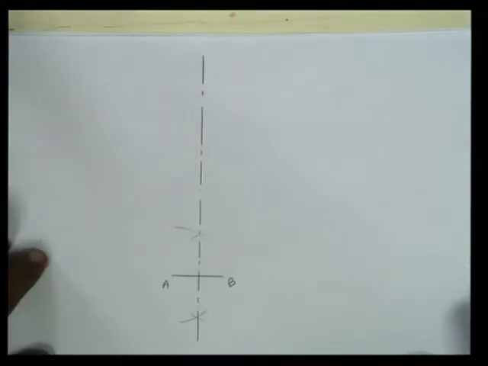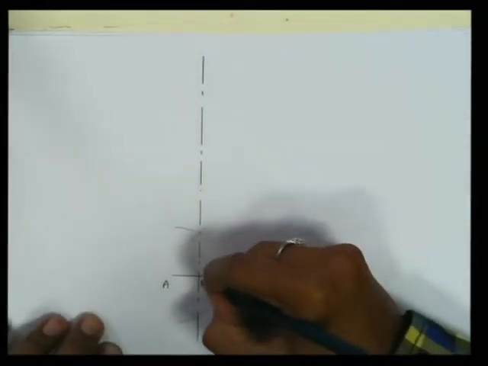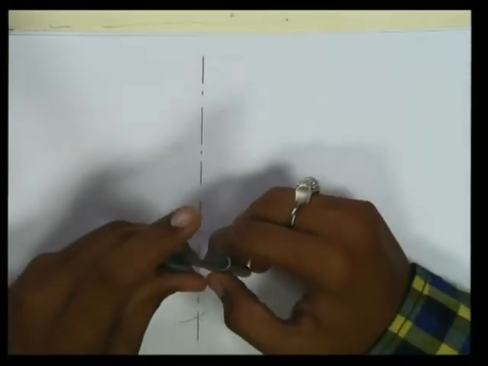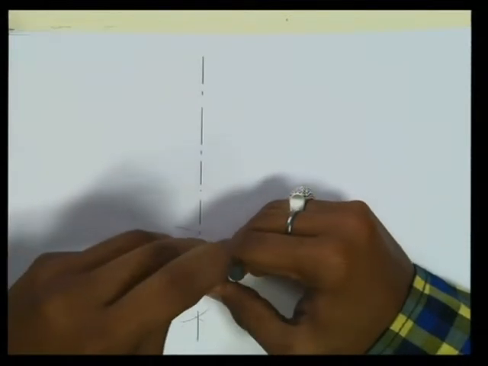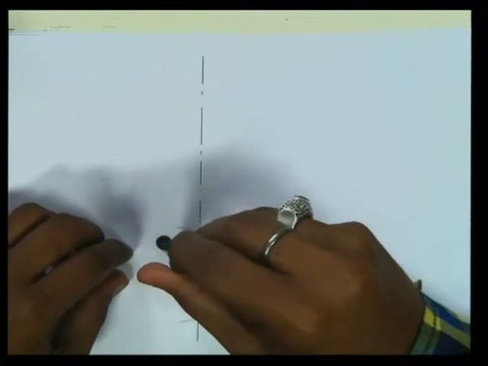Arc with the center line. Where this line intersects with the AB, we'll name it as O. Now taking O as center and OB as radius, we will mark a semicircle.